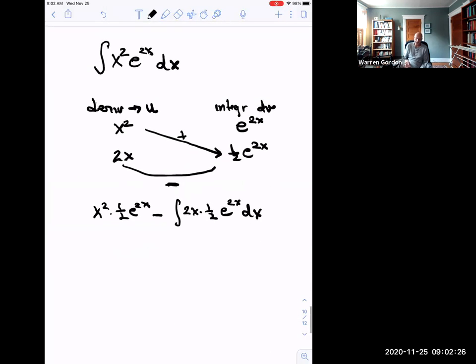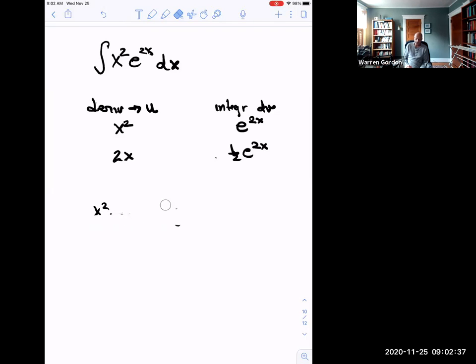That's if I stop, but suppose I don't stop. So let me erase this step. It'll be in the video. And suppose I did it again. Well, the derivative of 2x is 2. And this integral would give me another 1/2. So I get 1/2 times 1/2, or 1/4 e to the 2x.